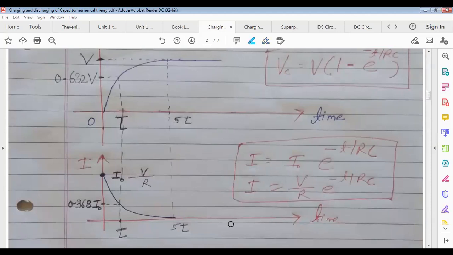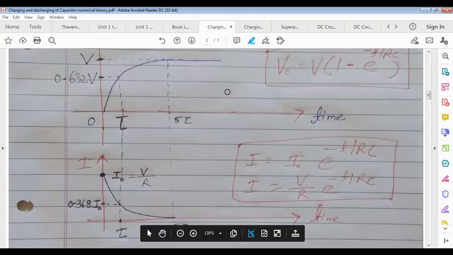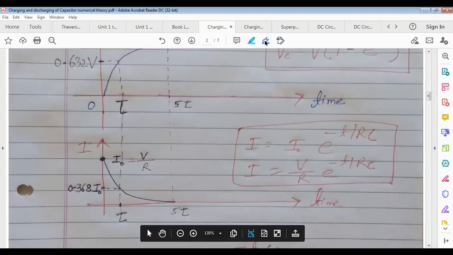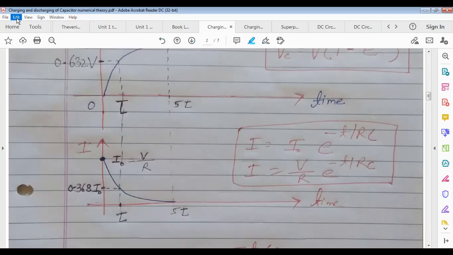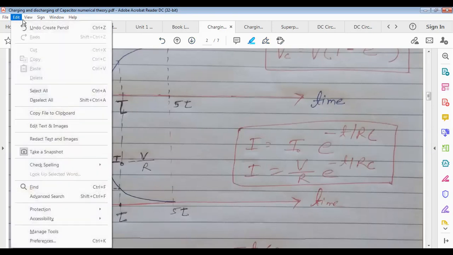See here. How to zoom in this? 1 minute.